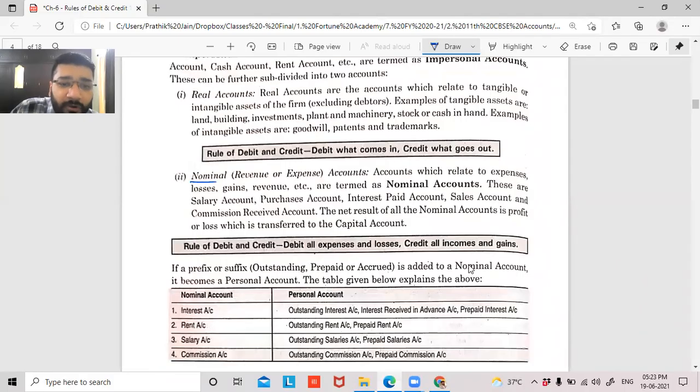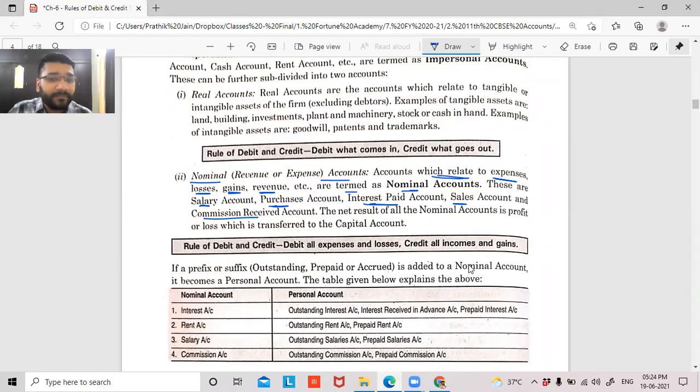Now coming back to nominal, guys, what did we study for nominal? Nominal accounts, that is nominal category. It says that a nominal account is such an account which relates to expenses, losses, gain, revenue. Therefore, they are termed as nominal accounts. These are salary accounts. Salary, guys, I pay salary to my staff. Can I say it is expense? Yes, sir. Purchases, expense. Interest paid, expense. Sales, revenue, income. Commission received, income. Guys, I'm getting commission for doing something.